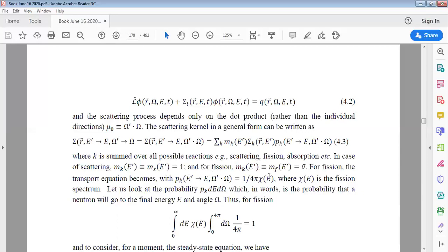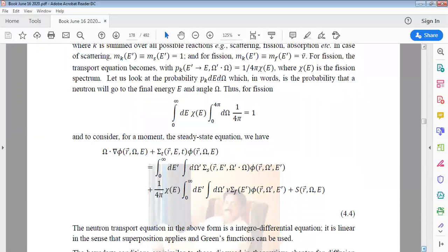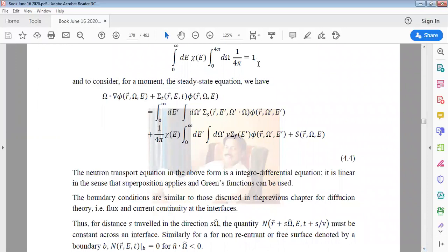So if you look at this probability, you integrate it, it sums out to one, which is what I always tell my students: if anybody tells you it's a probability, immediately try to integrate it over the limits and see that you get a one. If you don't, then there's something wrong with it. So d omega over 4 pi gives you a 1, and chi of E between 0 and all the energies possible has got to integrate to 1. So that's correct. So let's look at the full form of the steady state neutron transport equation.